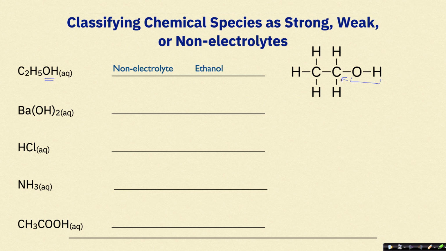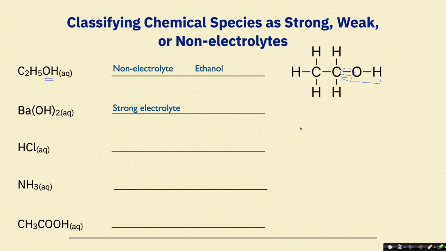There's not a big enough difference in electronegativity values between the carbon and the oxygen for this to ionize and form a hydroxide ion and the remainder of the alkyl group. So because we look at this and we realize that this is a covalent bond between the oxygen and the carbon, this will not form ions, and therefore it's a non-electrolyte. It's not going to form ions in solution.